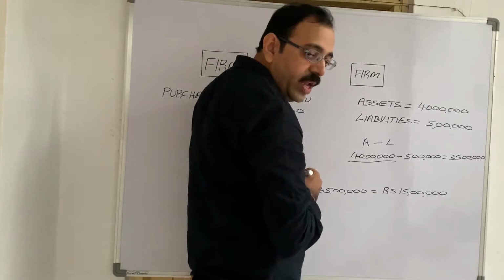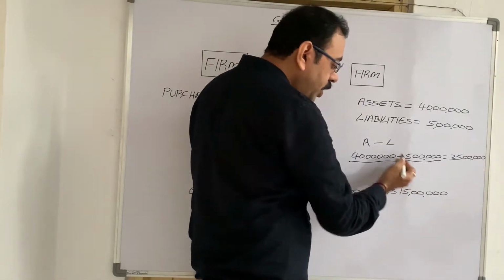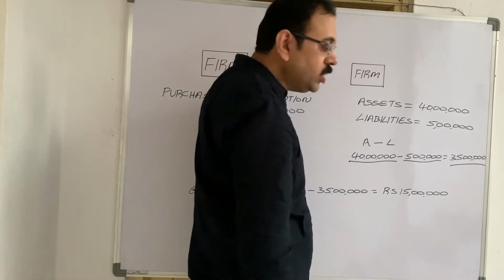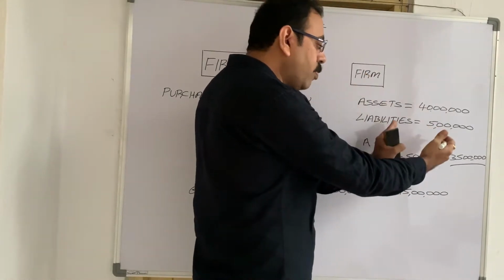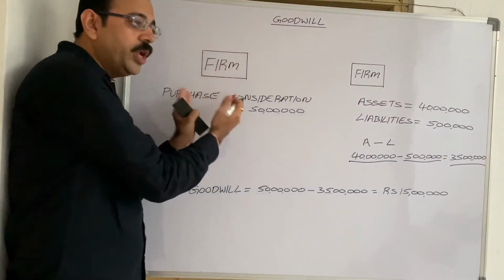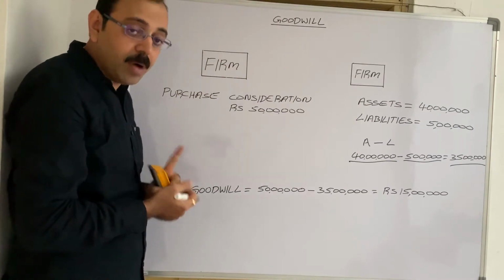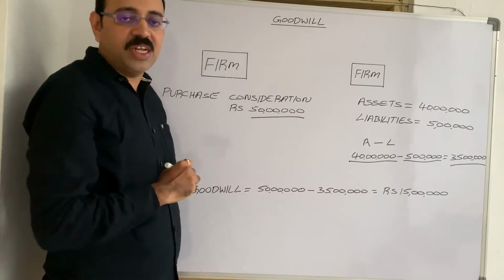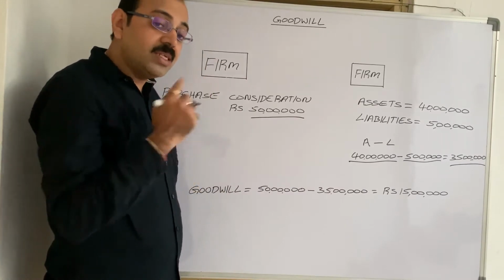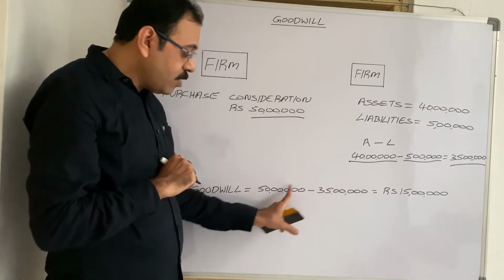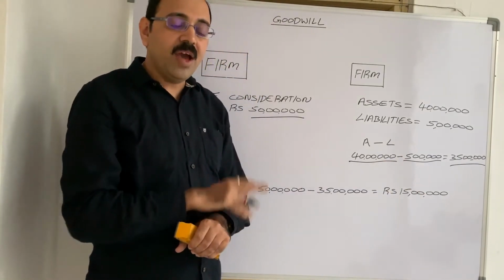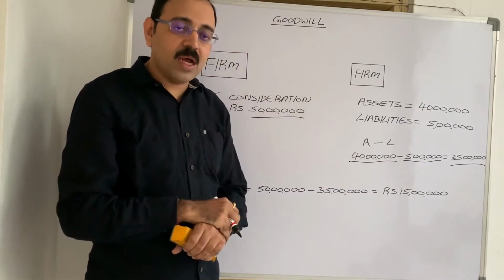Asset total 40 lakh minus liability total 5 lakh, 35 lakh we have to pay to them. Because 35 lakh worth property finally we are going to get from them. But we paid 50 lakh rupees as purchase consideration. So how much extra we paid? 50 lakh minus 35 lakh, 15 lakh rupees we paid. Why we paid that extra?